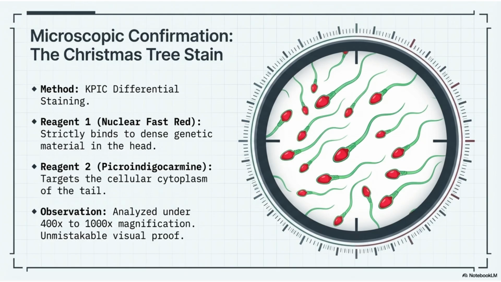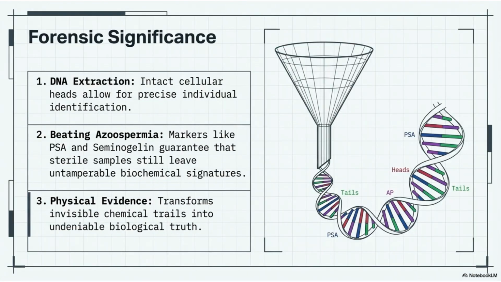Microscopic confirmation often uses the Christmas tree stain, a KPIC differential staining method. Nuclear fast red binds to the head's genetic material, and picro indigo carmine targets the tail's cytoplasm. Forensic significance includes DNA extraction from intact cellular heads.